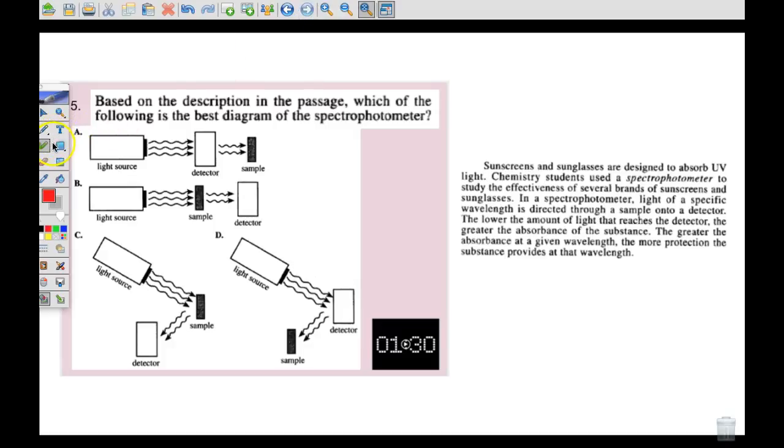And our last question is determining the imagery of the apparatus used, a spectrophotometer. So in the prior reading it says chemistry students use a spectrophotometer to study the effectiveness of several brands of sunscreens and sunglasses. In a spectrophotometer, light of a specific wavelength is directed through a sample onto a detector. So it goes light to sample to detector. And the best answer for that is B.